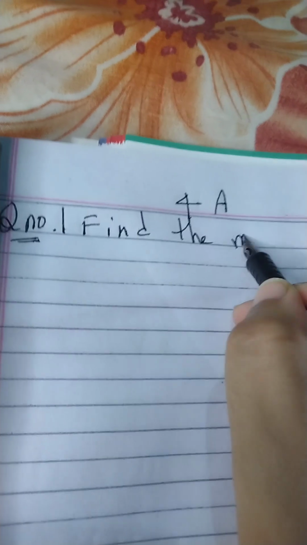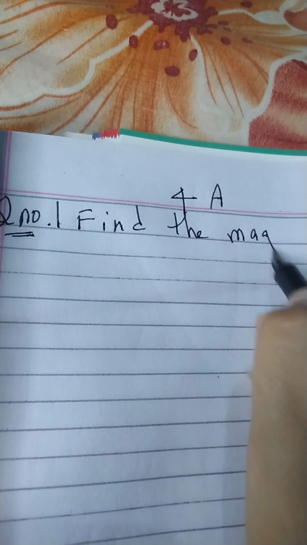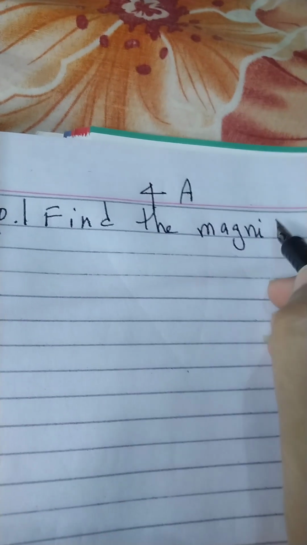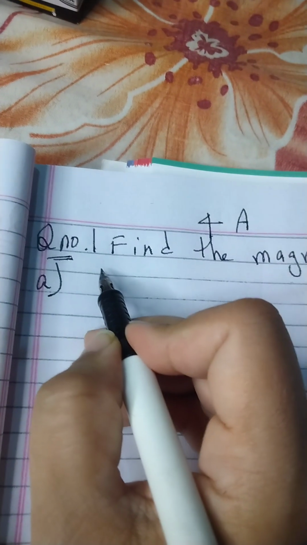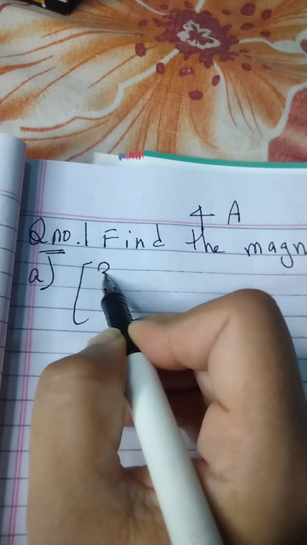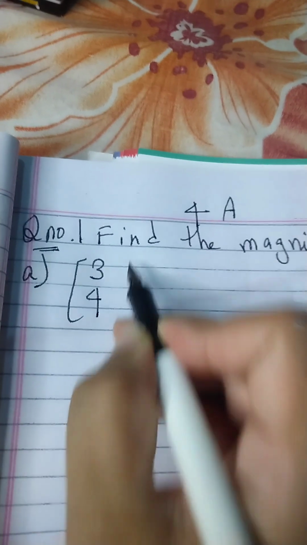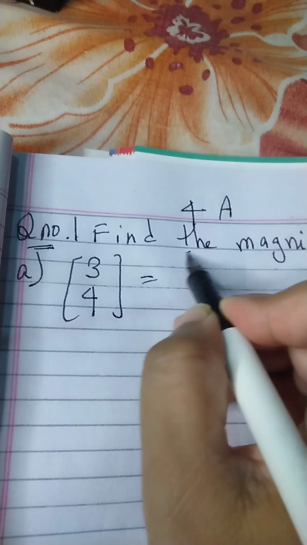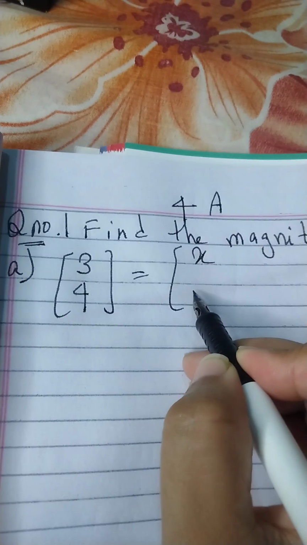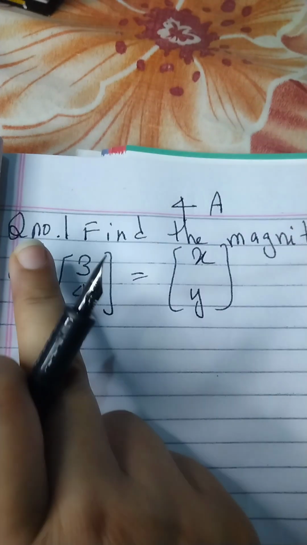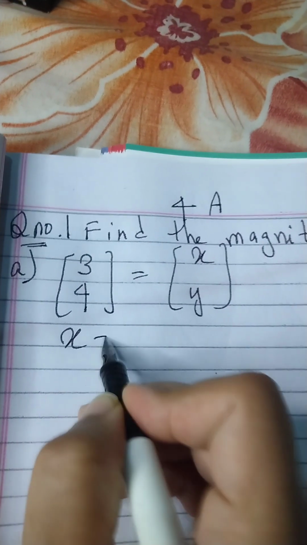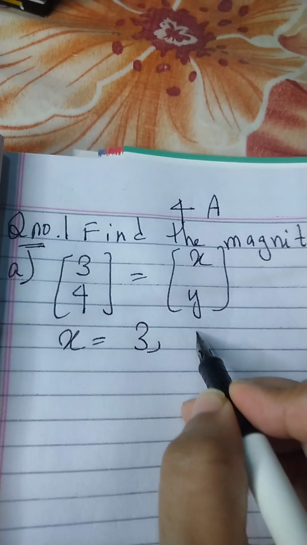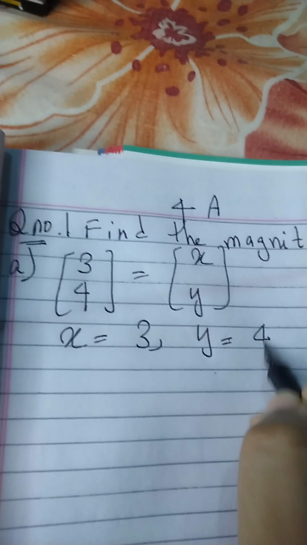Find the magnitude. Let's start with the A part. This is 3 and 4. In vector, this is equal to x and y. This value is x and this value is y. It means x is equal to 3 and y is equal to 4.